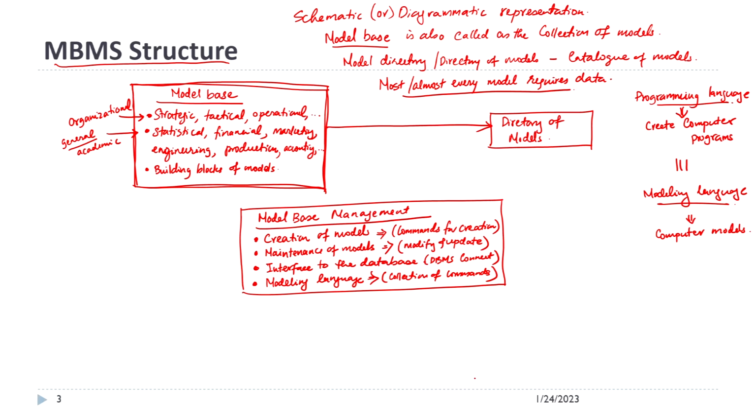So, the model based management system then interacts with the model directory. It basically pulls the model from the model directory. It allows you to create a model, put that in the directory of the models and maintain that model, interface the models with the database, and it provides you a modeling language.